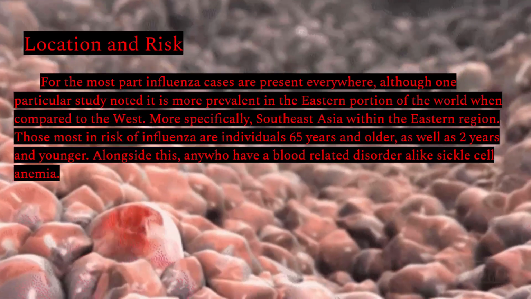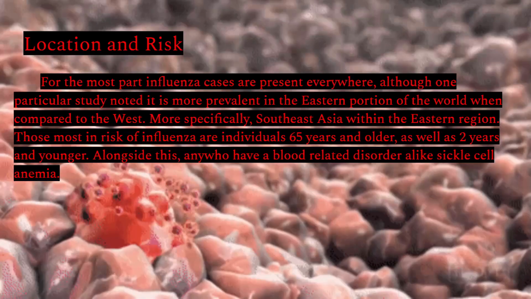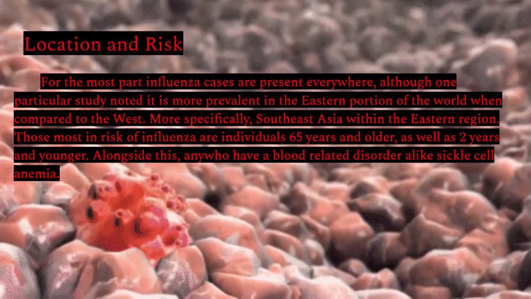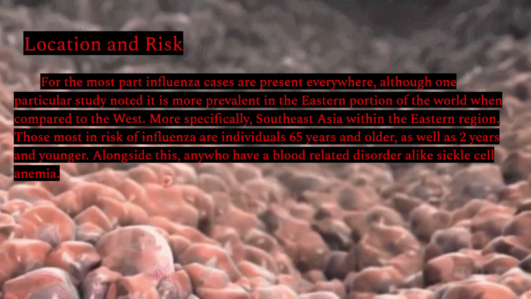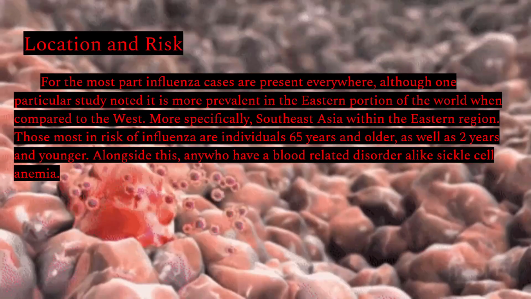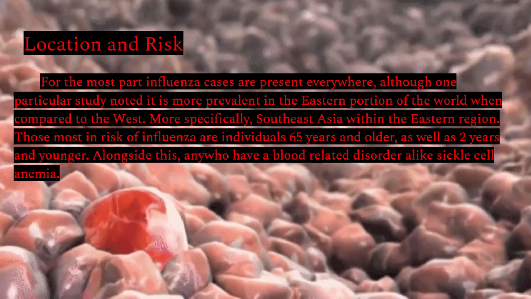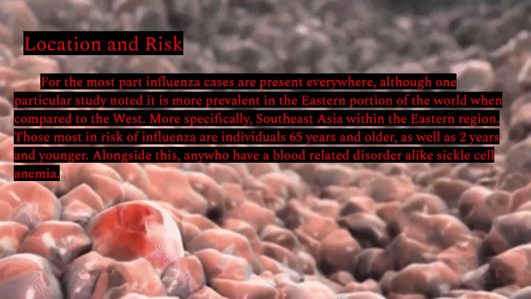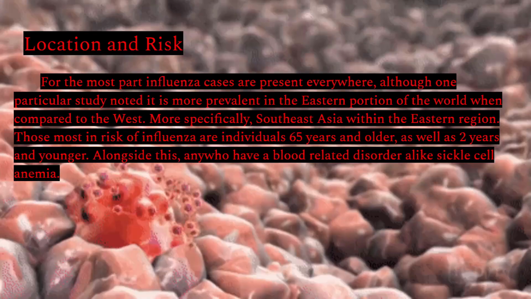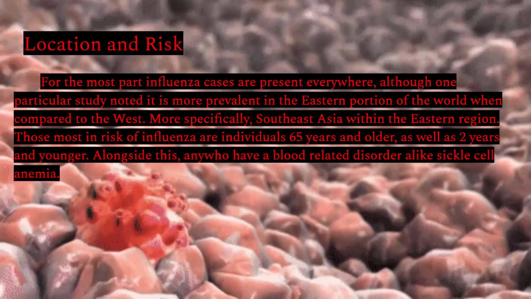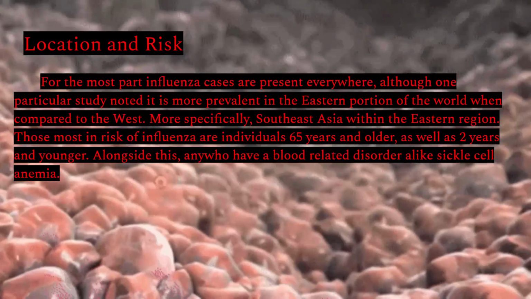Location and risk. For the most part, influenza cases are present everywhere, although one particular study noted it is more prevalent in the eastern portion of the world when compared to the west, more specifically Southeast Asia within the eastern region. Those most at risk of influenza are individuals 65 years and older, as well as 2 years and younger. Alongside this, anyone who has a blood-related disorder like sickle cell anemia. This would be because of their immune system being lacking or having aged and being less efficient at the ability of removing the virus from their body.